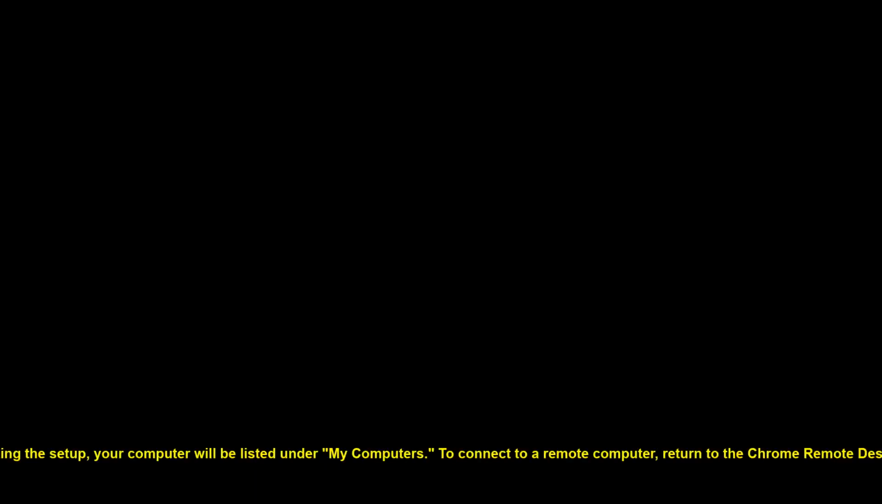Click on Turn on to enable remote access on your device. Follow the on-screen instructions to name your computer. Set a secure PIN for access. After completing the setup, your computer will be listed under My Computers.